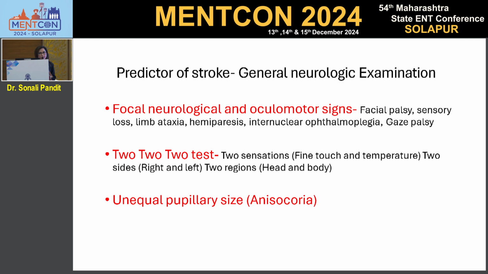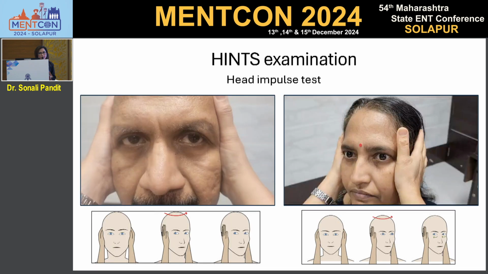Don't forget to look into the pupils and just compare the size of left and right. If you see unequal pupillary size, that is also an indicator of stroke. Then coming to our popular HINTS examination.